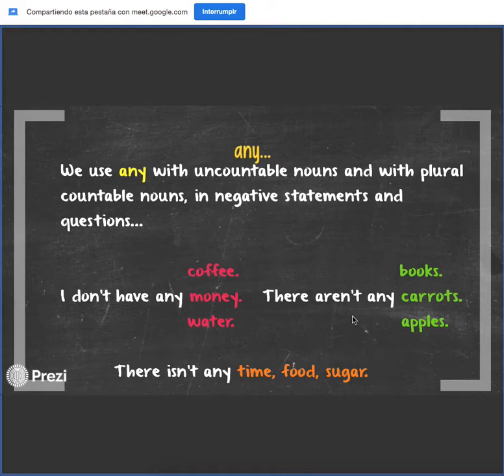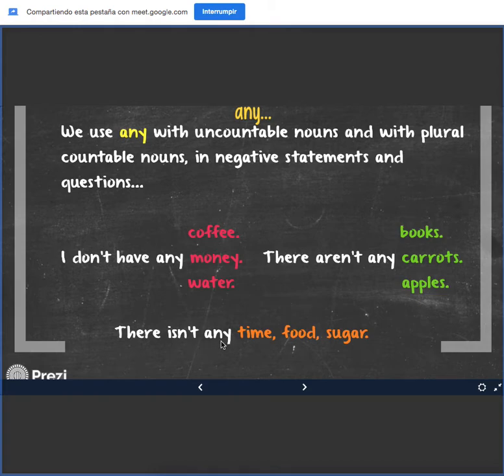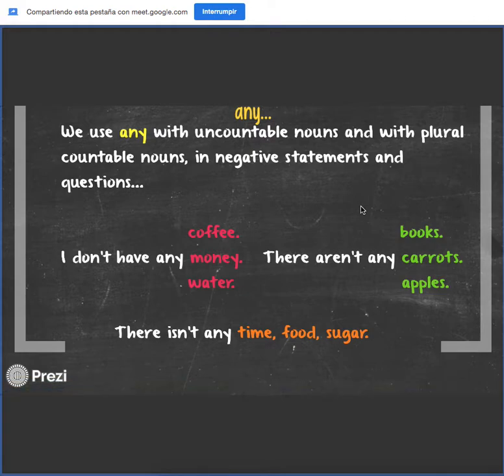No tengo. ¿Qué pasa con el uso del any, mis amores? Siempre que ustedes vayan a usar any, tienen que tener antes una negación. Si ven aren't, don't, isn't, look at this. There isn't any time, any food, any sugar. Ustedes no me pueden poner el any solo, no me pueden decir there are any carrots. No puedes decir there are any carrots. Es obligatorio que esté en negativo el are. There aren't any carrots, porque ese any funciona en la medida en la que tienes una negación antes.